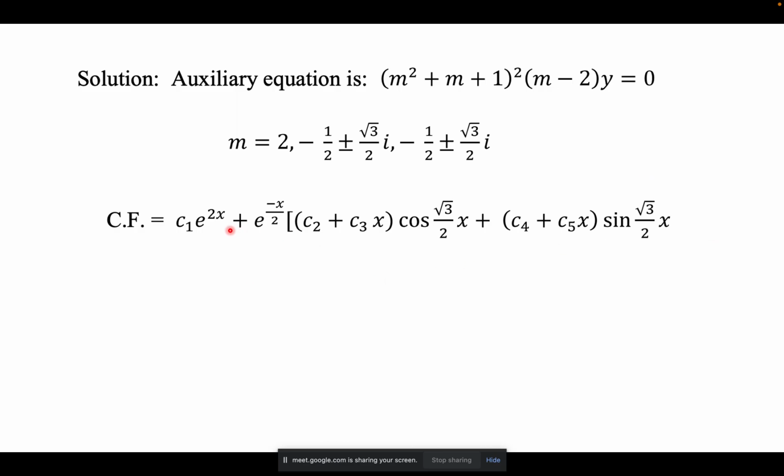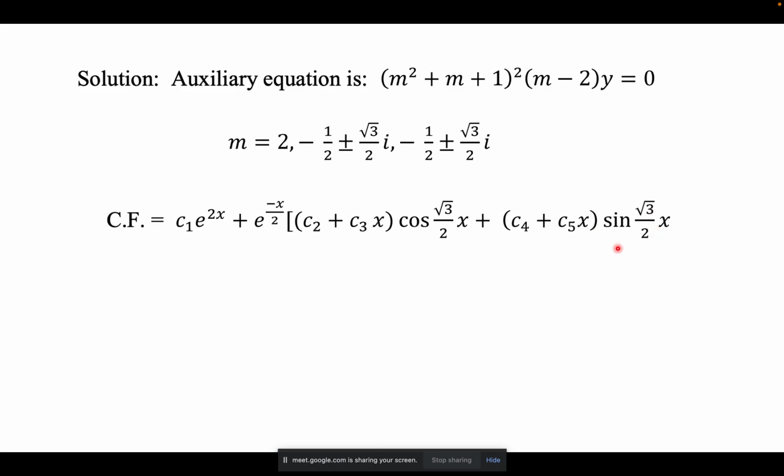Okay, so here I am writing the complementary function. Corresponding to m is equal to 2 it is c1 times e power 2x. And now the fact that I have four complex roots, which are conjugates of each other, I will have e power minus x by 2, because the real part of all the roots is minus half. And the fact that the roots are repeated, I will have (c2 plus c3x) times cos root 3 by 2 x, because this is the complex part, and then I will again have (c4 plus c5x) times the sin part.